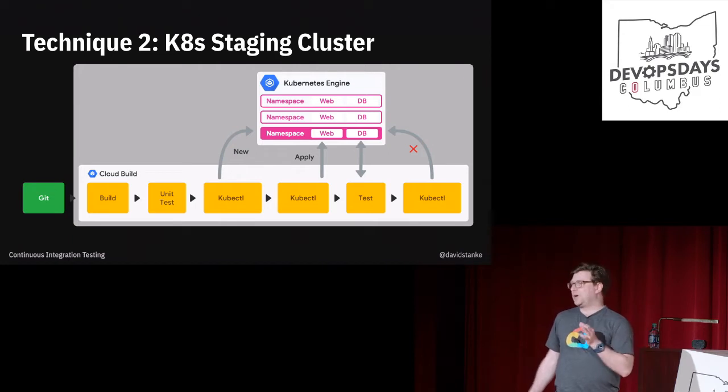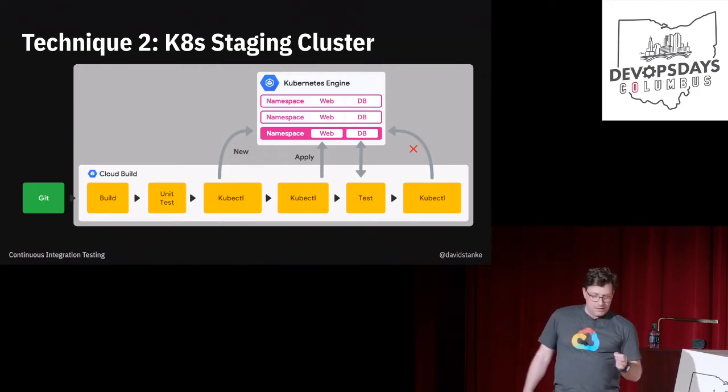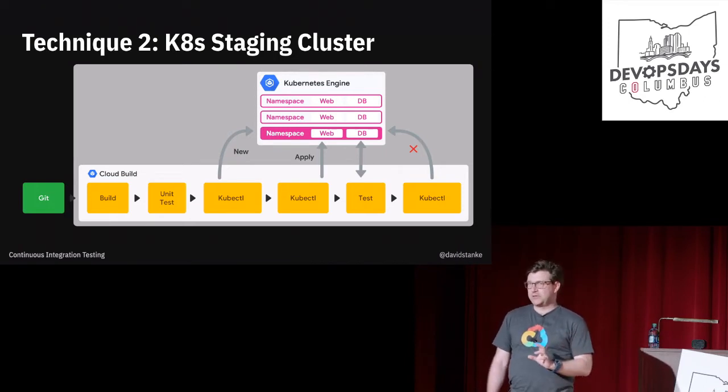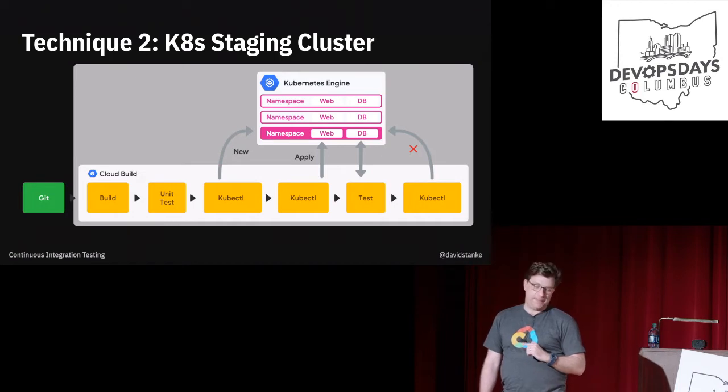Downside here is we don't have perfect isolation in the sense that these namespaces do live all in the same Kubernetes cluster. It means there's possibility for them to stomp on each other. Also, you can't test anything cluster-wide. So if you're doing something like a Kubernetes custom resource definition or CRD, or say you wanted to test your software against different versions of Kubernetes, this isn't going to work for that.